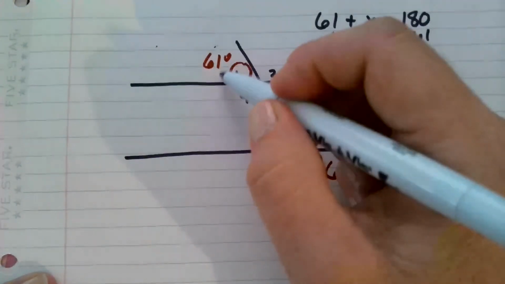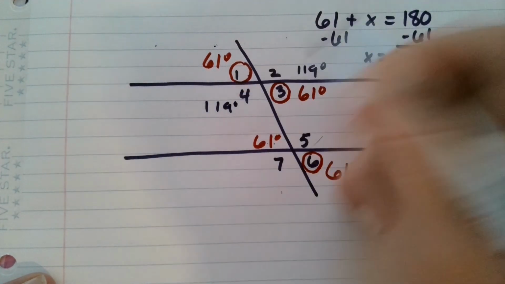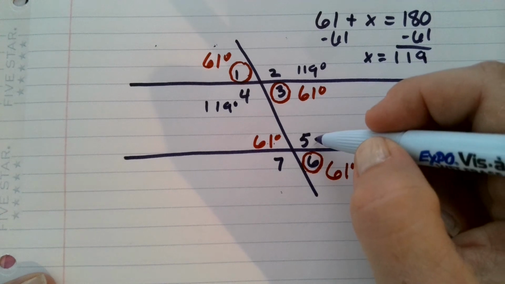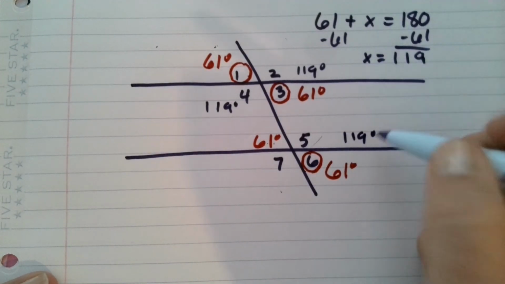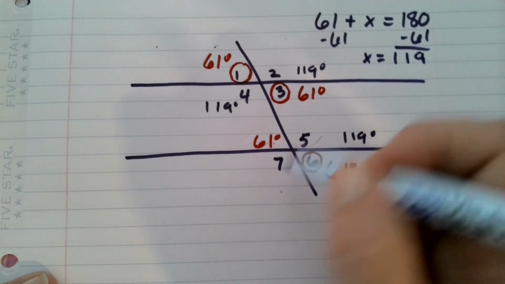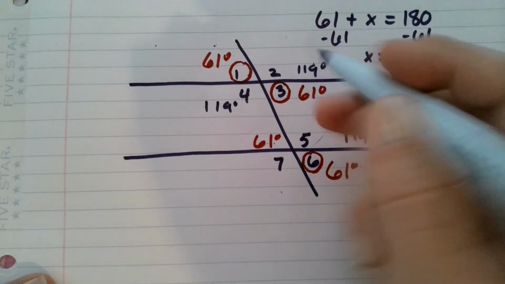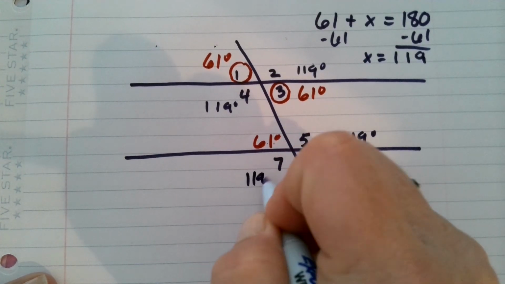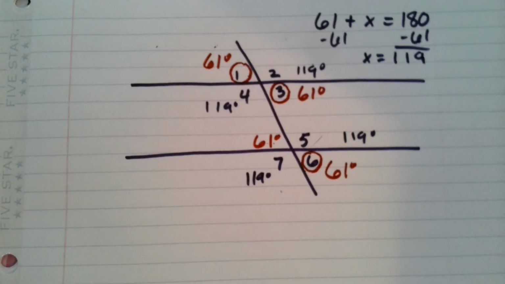And we know that because these are supplementary. These are vertical, so we would say that's 119 degrees. These are alternate interior angles, so that would be 119 degrees. And then these are vertical angles, or you could say these are alternate exterior angles, so you would know that that would be 119 as well. Pretty cool how with just one angle measure you can solve for 8 angles.